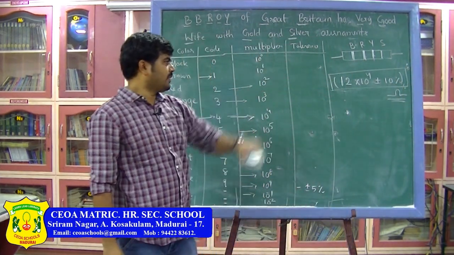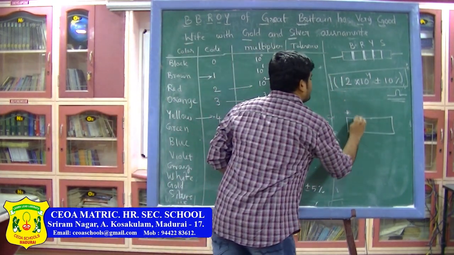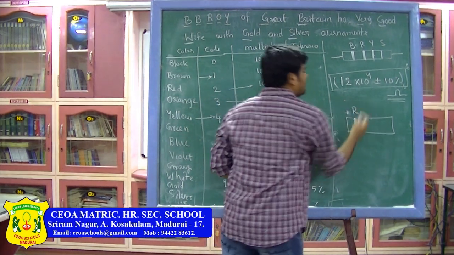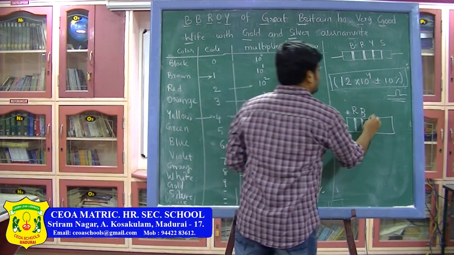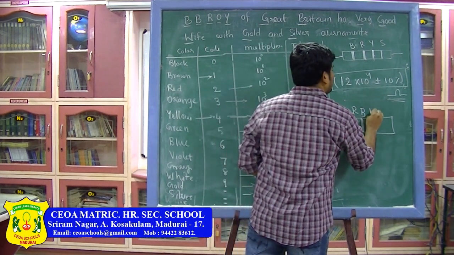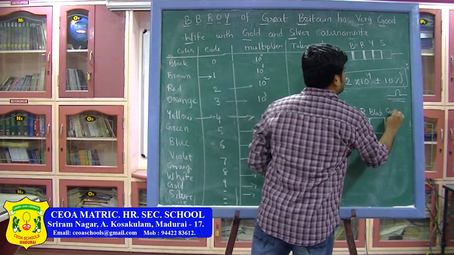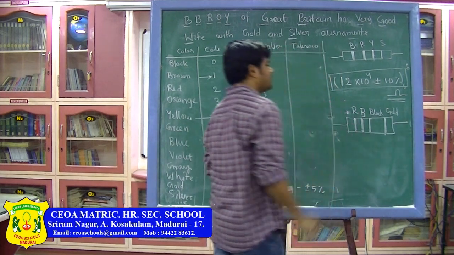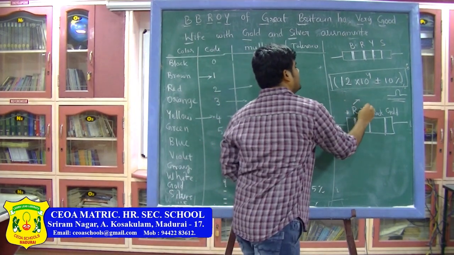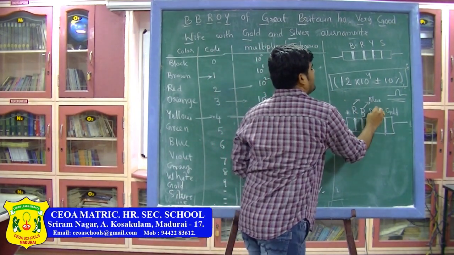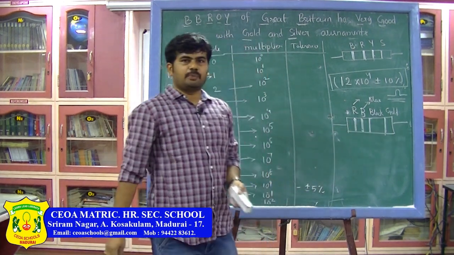Now let me discuss one more example. A carbon resistor has color bands. The first band is red, the second band is blue, the third band is black, and the fourth band is gold. Now calculate the value of resistance. Red, blue, black and gold. So 4 color bands are there. Now let us calculate the value of this particular resistor.